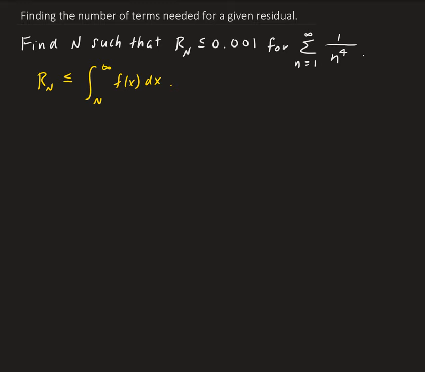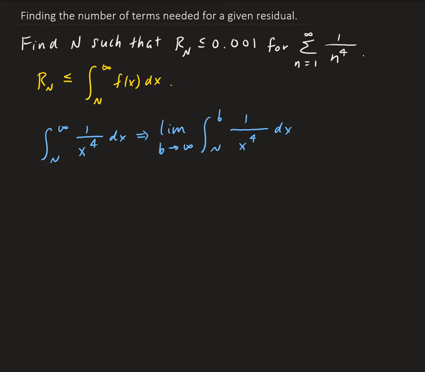So then what we need to do is calculate the integral, and then from there we can go ahead and set up our inequality. Let's go ahead and find the integral from n to infinity of 1 over x to the 4th. This is an improper integral, so we're going to write this as the limit as b goes to infinity of the integral from n to b of 1 over x to the 4th.